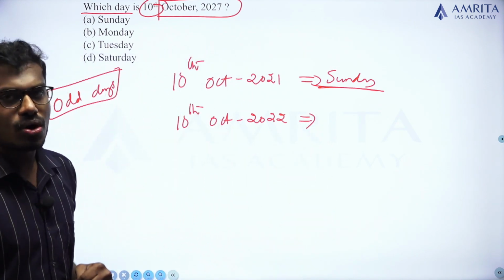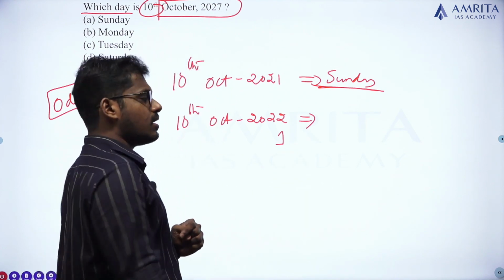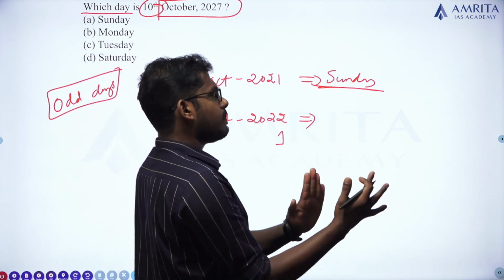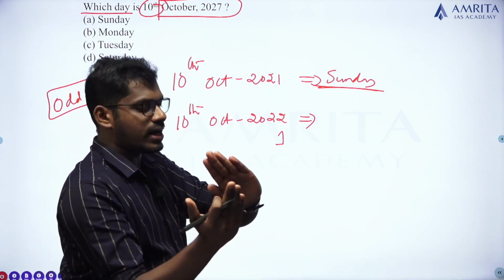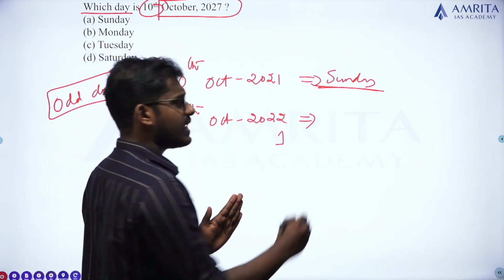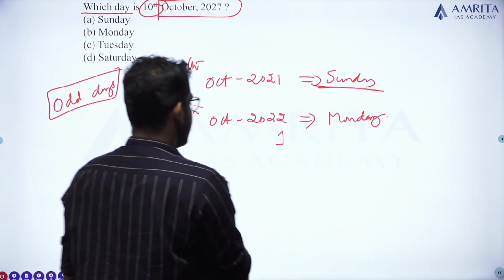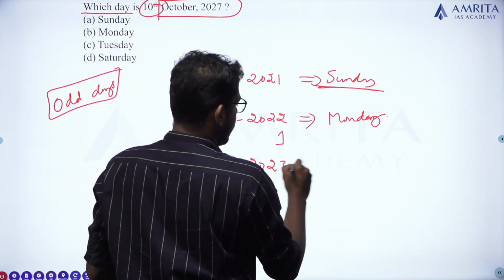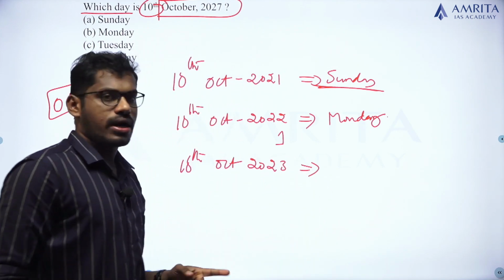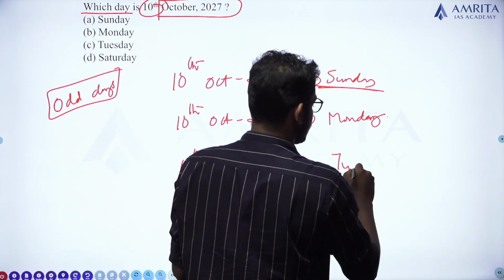Say 10th October 2021 falls on Sunday, then 10th October 2022 will fall on... See, the number of odd days in the year 2022 is 1. Clear? Okay, 1 odd day. 1 odd day means 10th October 2022 will be 1 day more than Sunday, that is Sunday plus 1, it's Monday. Clear? Then 10th October 2023, this year also has 1 odd day, so the day falls on Monday plus 1, it's Tuesday.